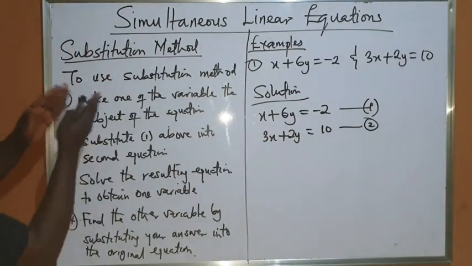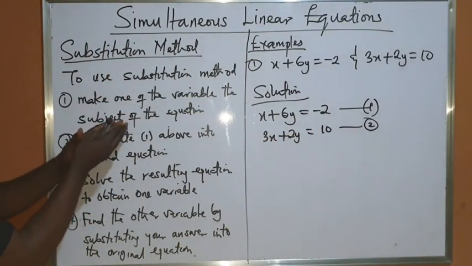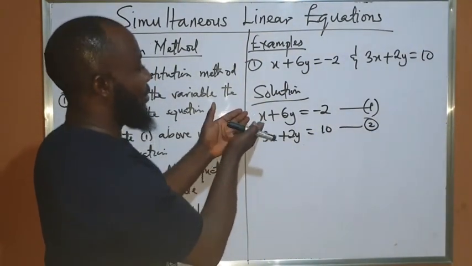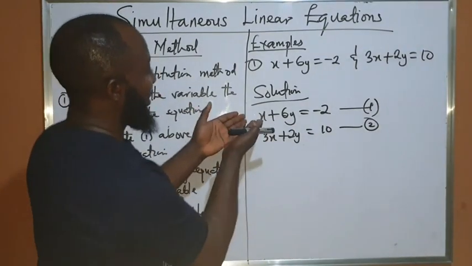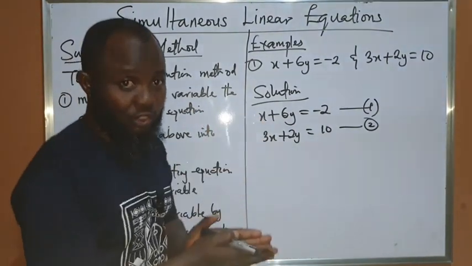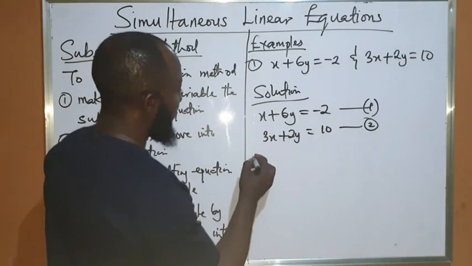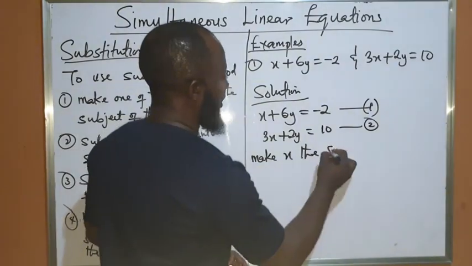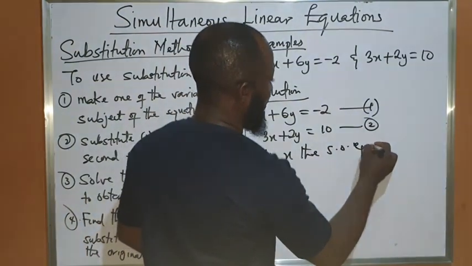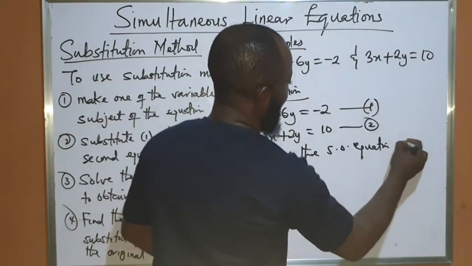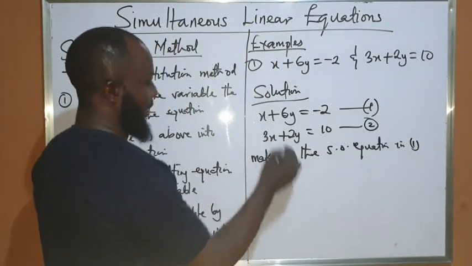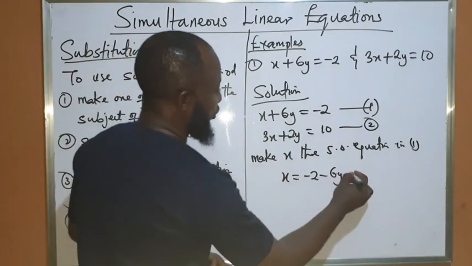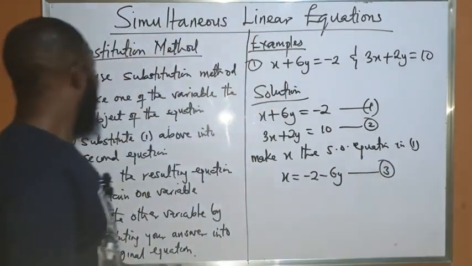So the first step is to make one of the variables the subject of the equation. You can use any one, but our advice is to go for equation 1 because the coefficient of x in equation 1 is 1. So we say make x the subject of equation 1. So x will be equal to minus 2 minus 6y. This will form equation 3. So that is step 1.